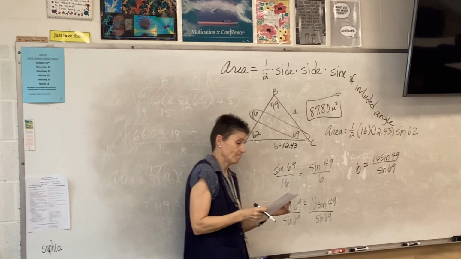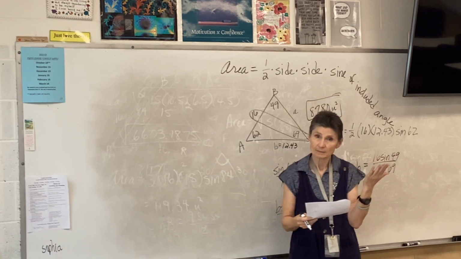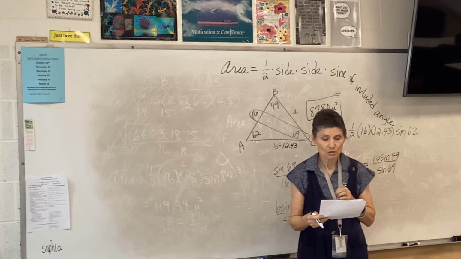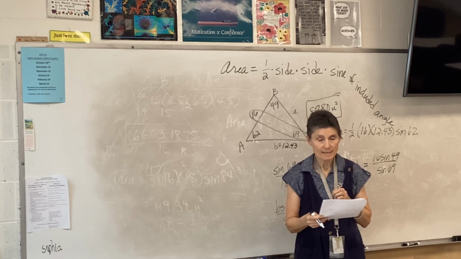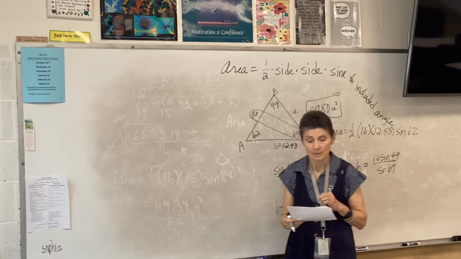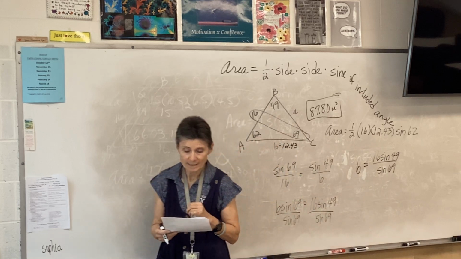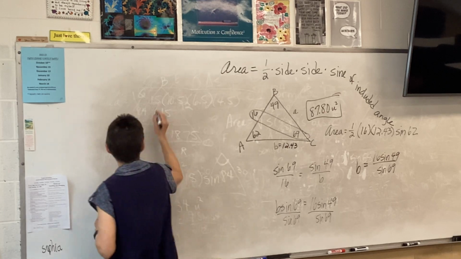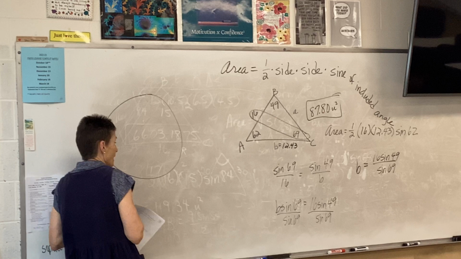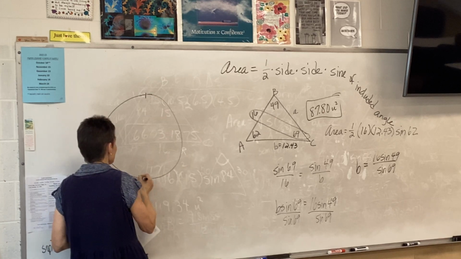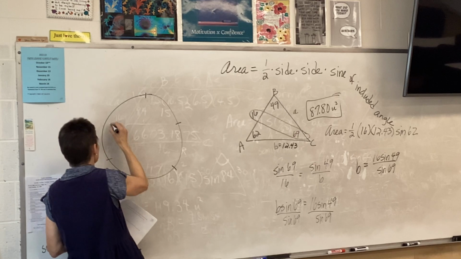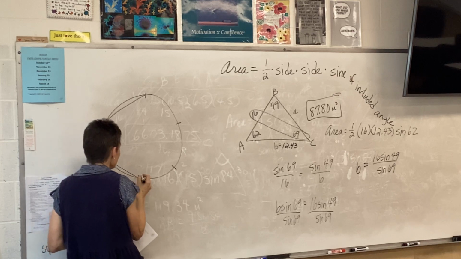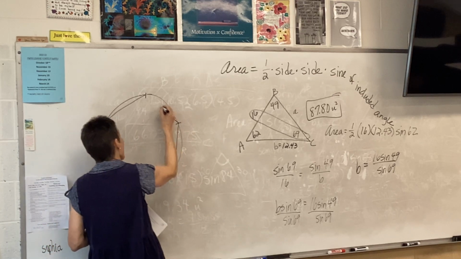All right, so number one, find the area, that's what we've been doing. Find the area of a regular hexagon inscribed in a circle with a radius of 22 feet. So here's a circle. A hexagon has 6 sides, so I am going to put 6 hash marks around my circle, and then I'm going to connect those hash marks, and that is my hexagon.